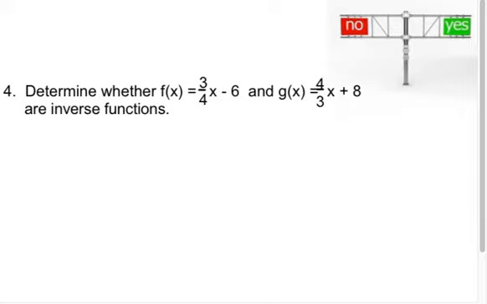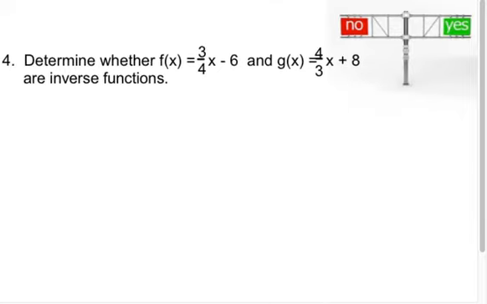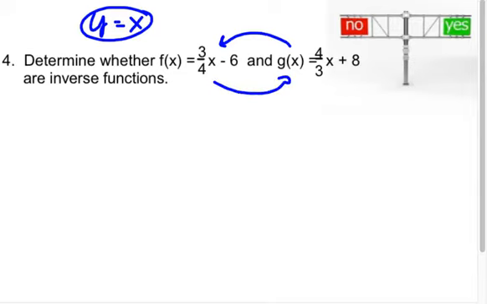Okay, determine whether f of x equals 3/4 x minus 6 and g of x equals 4/3 x plus 8 are inverse functions of each other. This is where we go back to composition of functions and the identity function, which is y equals x. Because what we want to do is plug the g of x function into f of x, or the f of x function into g of x, and see if we get this. If you take f of g of x, you want to get the identity function, just x, for your final answer when you simplify it. If you do, they're inverse functions of each other.